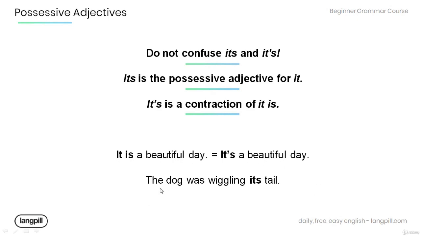But in this sentence, the dog was wiggling its tail. Its is the possessive adjective for it, and it modifies the dog's tail.